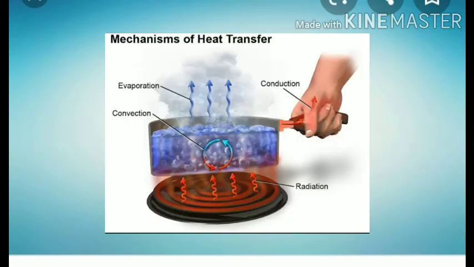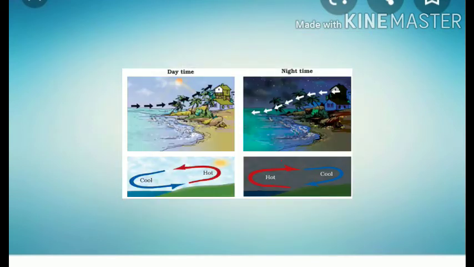How does convection take place? Let's check. When a liquid or gas is heated, it expands. As a result, it becomes lighter and moves upwards. The cooler, heavier fluid from the surroundings rushes to take its place and is heated in turn. And this process continues and gives rise to a convection current through which heat energy flows and the entire liquid or gas gets heated. Convection currents give rise to breeze in coastal regions.